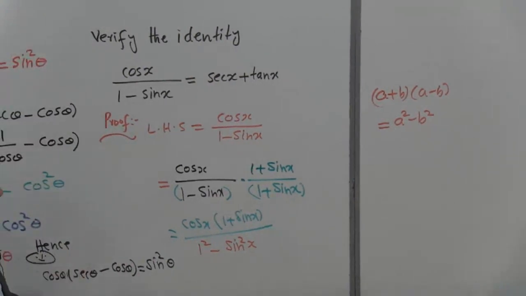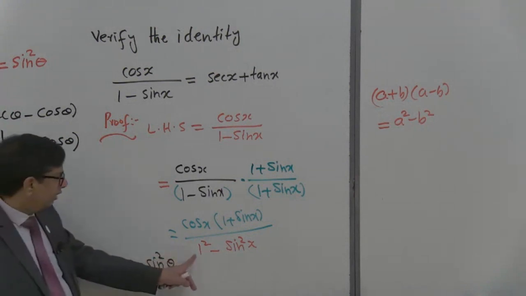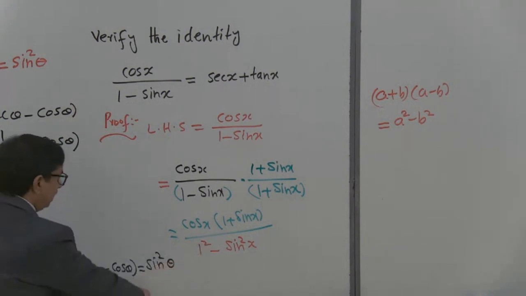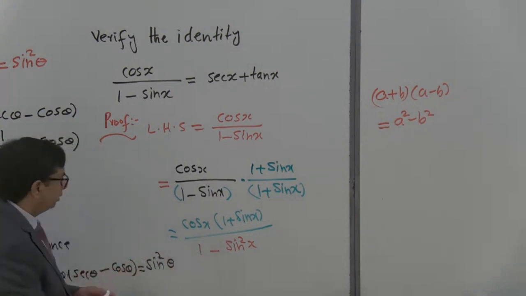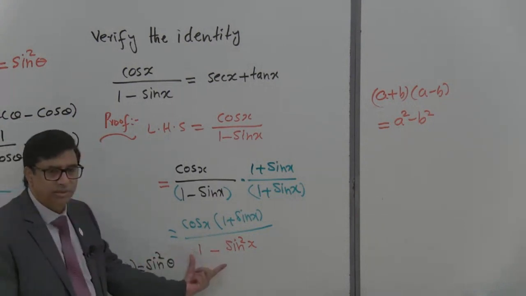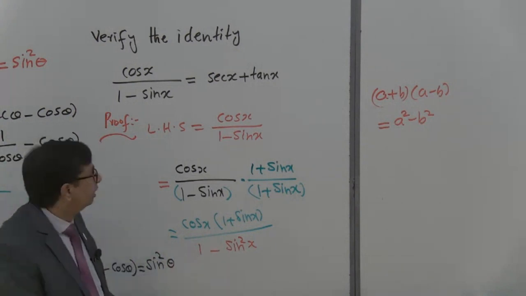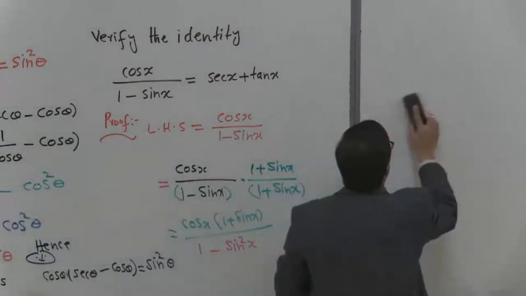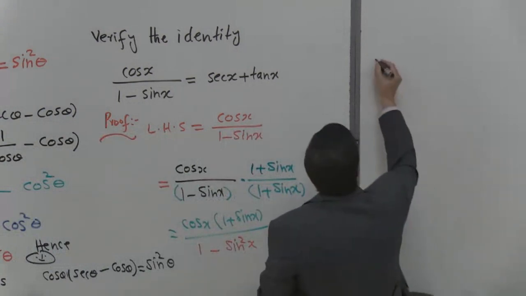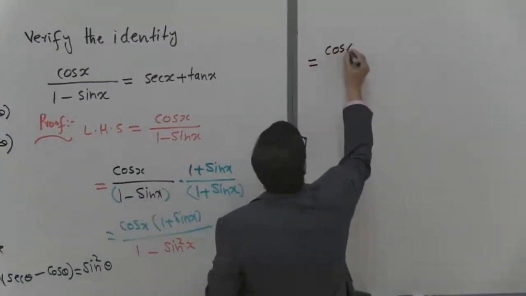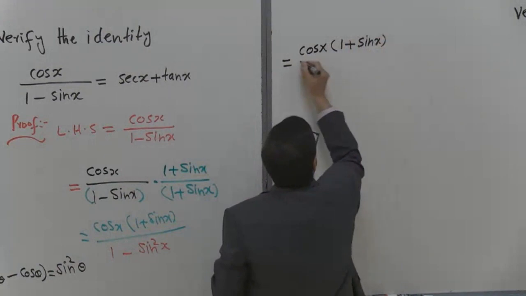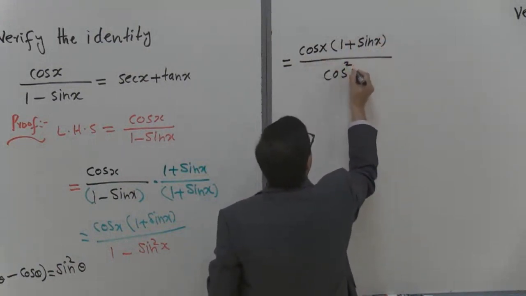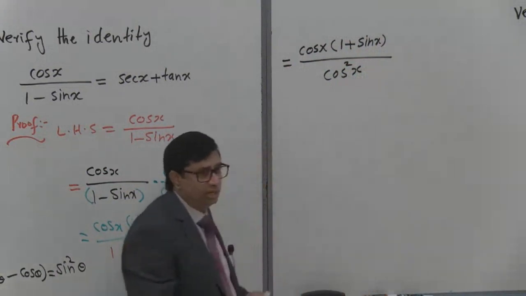Now, further we simplify, and always keep your eyes on the list of formulas I have given you already. You can see over there, because 1 squared means 1, so I can just write it as 1. So this is 1 minus sine squared. How to convert this 1 minus sine squared? Cosine squared x. Very good. So go ahead and simplify. This gives you cosine x times 1 plus sine x over cosine squared of x. The square must be on cosine, not on x.